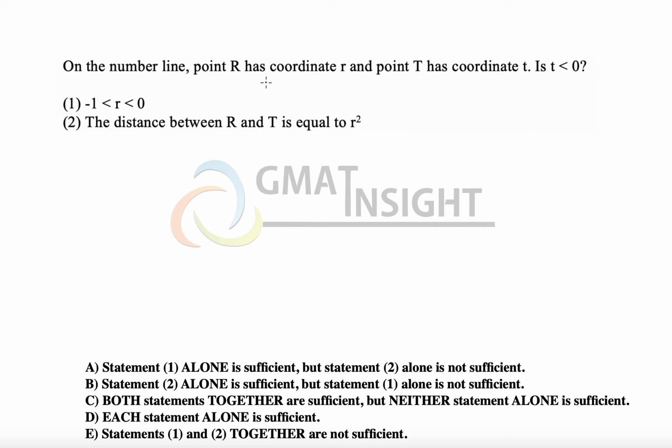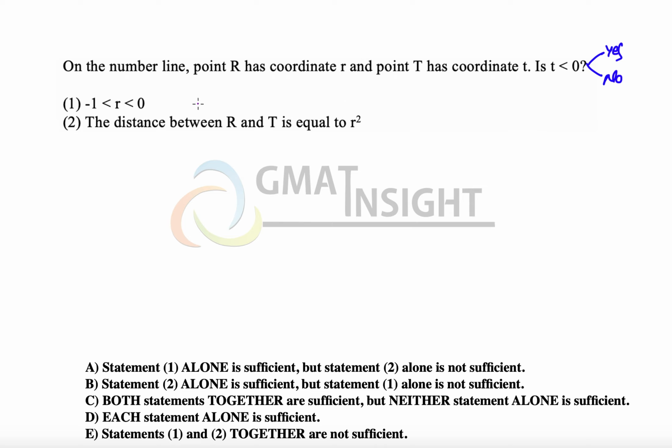On the number line, point R has coordinate R and point T has coordinate T. Is T negative? The answer to the question is to be given in the form of either yes or no. The first statement says that R is between 0 and minus 1.